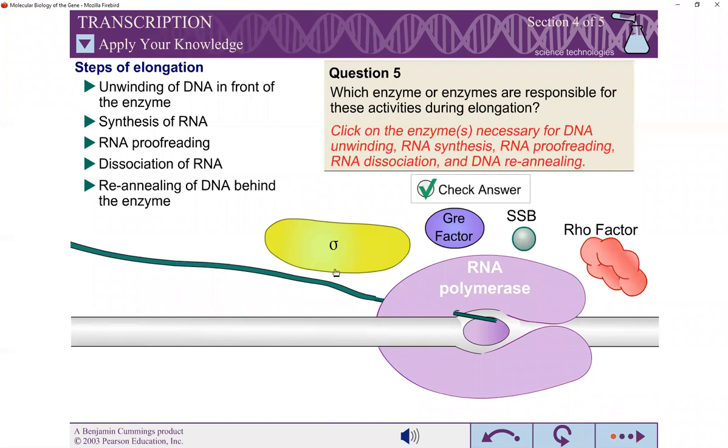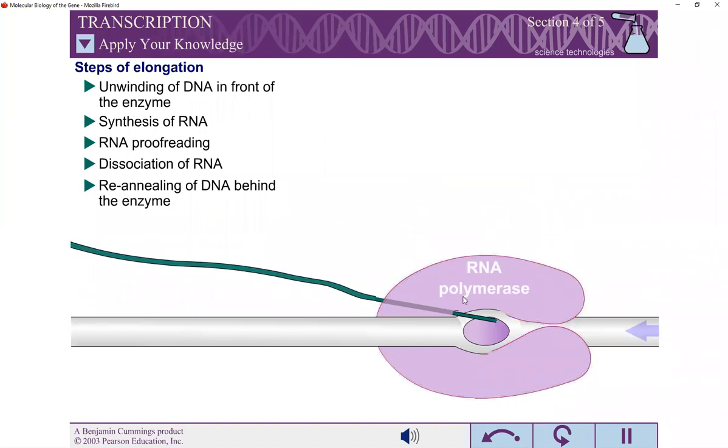So I should move forward. What should I do? Unwinding the DNA in front of the enzyme. So first, RNA polymerase.